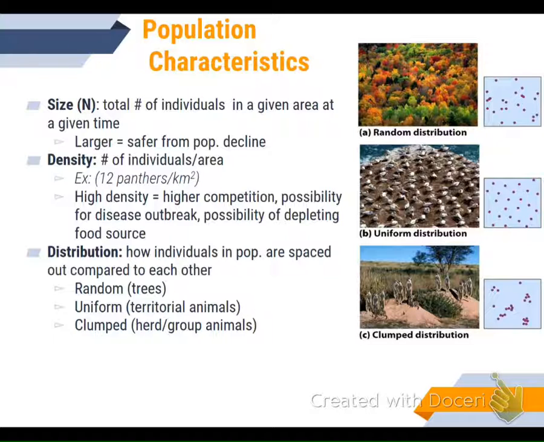Or clumped, for example, you get a small bunch of them, like the prairie dogs, where they're all clumped together for protection from other organisms. That way, one of them will be around looking for danger, while the other ones are out doing their own thing. But again, they're in small clumps.